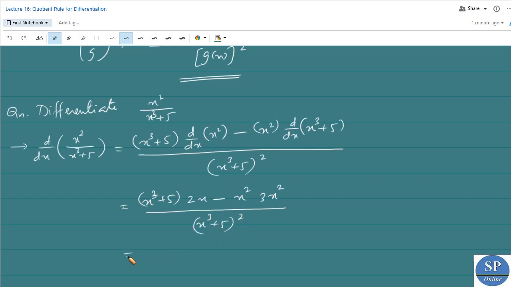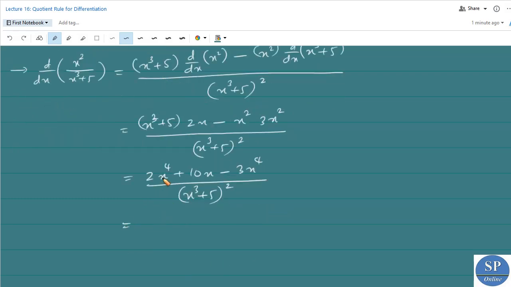So this is equal to x cube into 2x is 2x power 4, plus 5 into 2x is 10x, minus 3x power 4, divided by x cube plus 5 whole square. So adding, we get 2x power 4 minus 3x power 4 is minus x power 4, and here is 10x. So 10x minus x power 4 divided by x cube plus 5 whole square. So this will be the derivative of the given function.